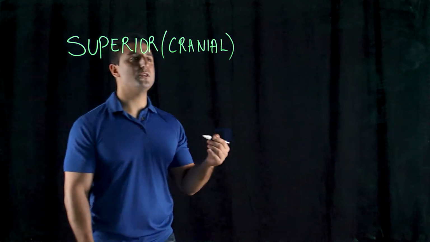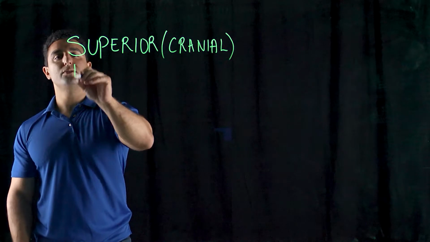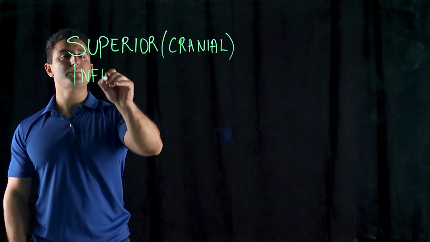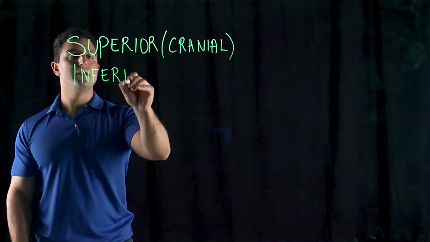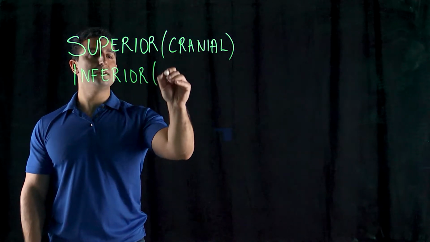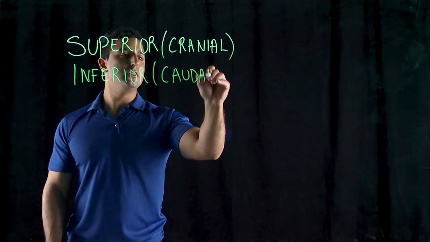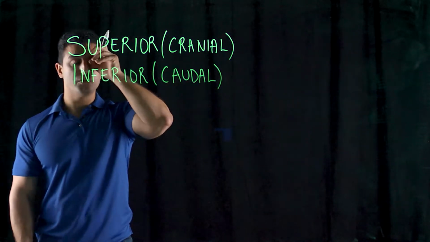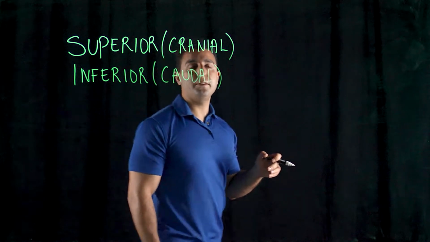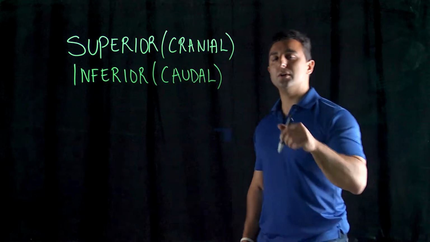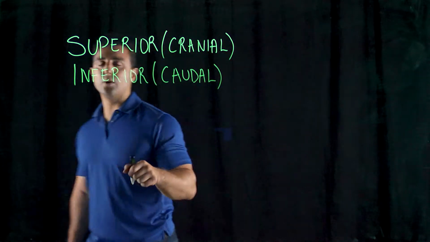So superior is referring to above. Below is referring to inferior. Below, going down. All right, another name for this is caudal. Caudal means referring to the tailbone. So cranial is referring to the skull. Inferior is referring to the tailbone or to the bottom.